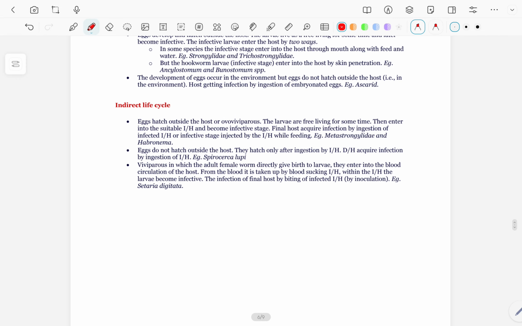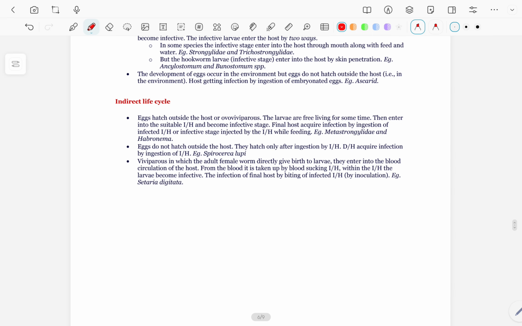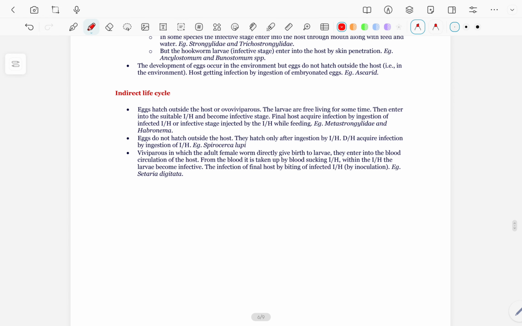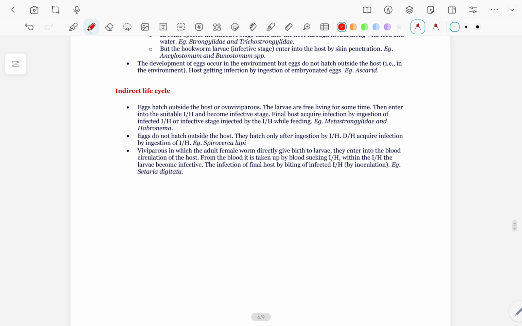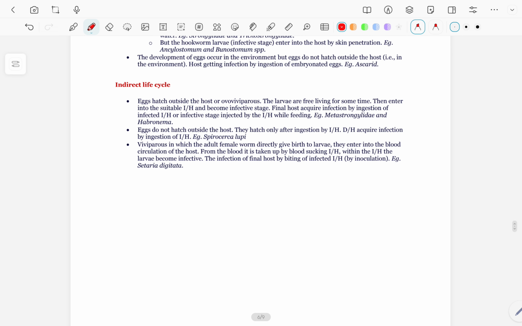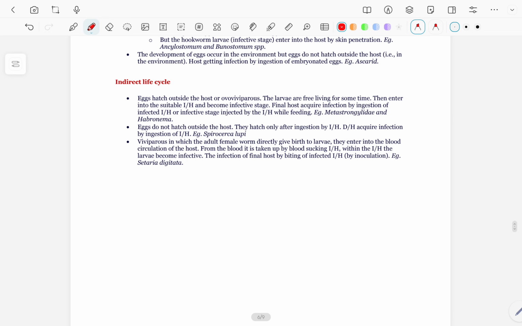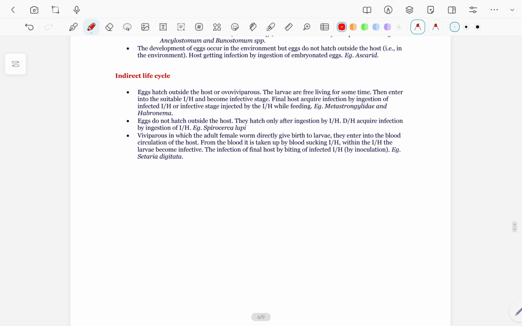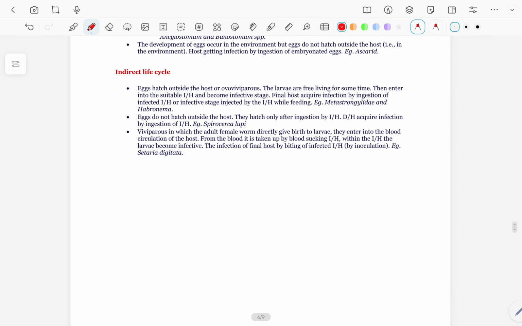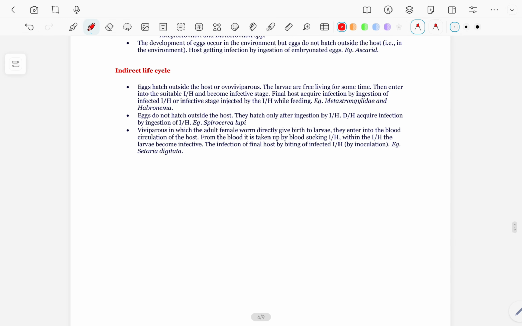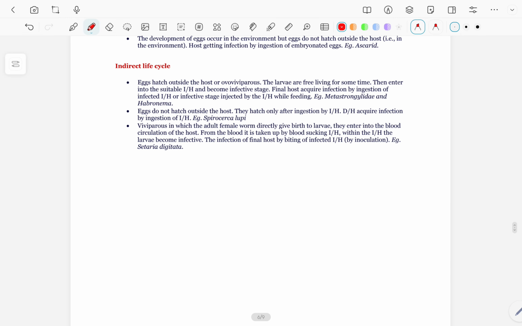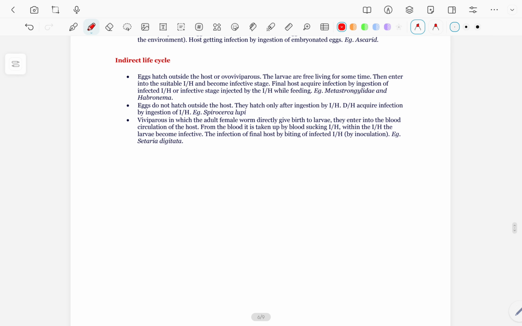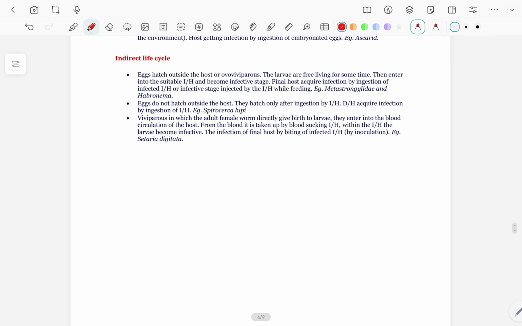Indirect life cycle. The egg hatches outside the host, or the worm is ovoviviparous. The larvae are free living for some time, then enter a suitable intermediate host and become the infective stage. The final host acquires infection by ingestion of the infected host, or by the infective stage being injected by the host while feeding. Example: Metastrongylidae and Habronema. In others, eggs do not hatch outside the host. They hatch only after ingestion by the host, which acquires infection by ingestion of the intermediate host.